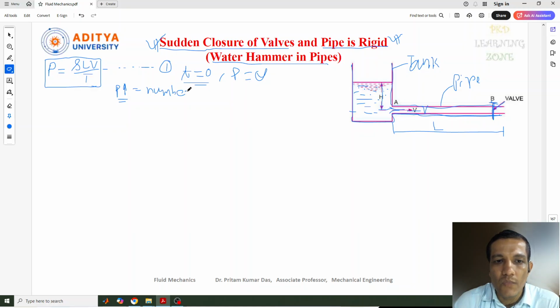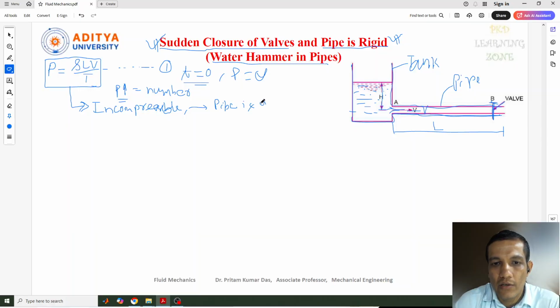Now this equation is valid only when the fluid is incompressible. We need to keep in mind that the fluid is not compressible, such as water. And the second thing is that the pipe is rigid. Two conditions are there here.